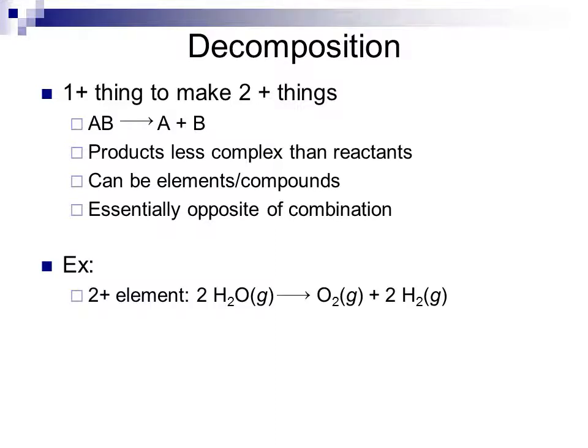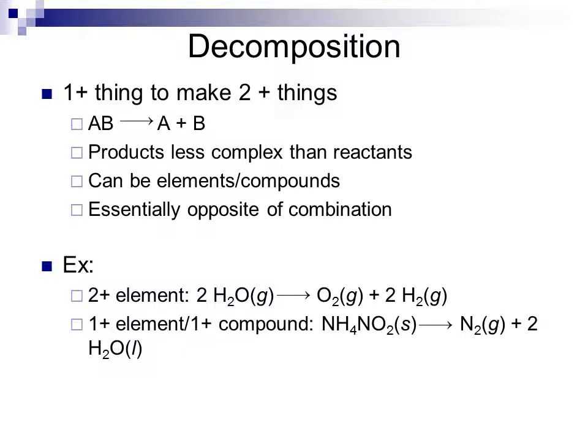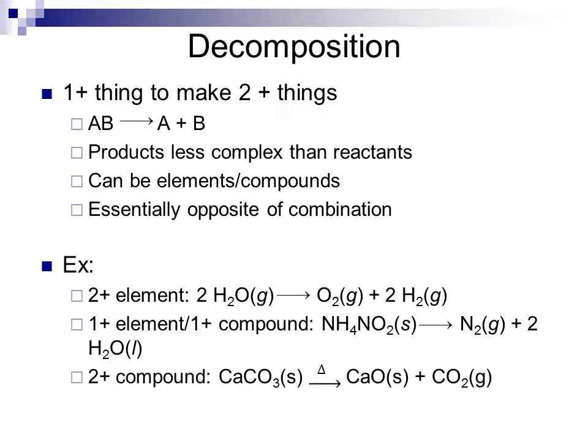Examples of decomposition reactions: we can have two or more elements being formed from a compound. For instance, water is split to make oxygen and hydrogen as its component elements. You can create an element and a compound from a decomposition reaction, like ammonium nitrite splitting to make nitrogen and water. Or you can make two or more compounds from a compound as it decomposes. Calcium carbonate can be split to make calcium oxide and carbon dioxide.